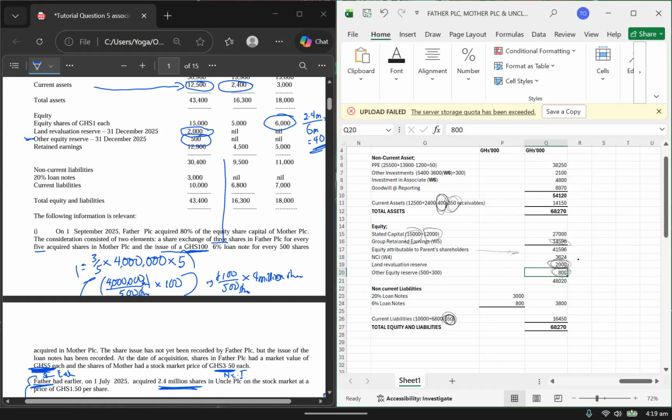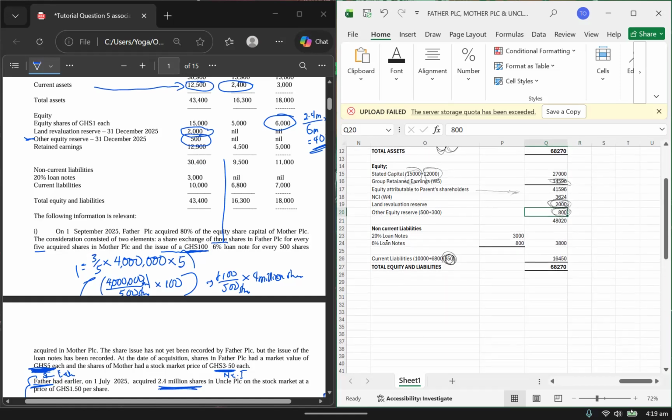All right. Now, the 20% loan note was already in here, 3,000. And then they issued new what? Loan notes. And that one has been recorded. So we bring the 8,000 in here. Okay. So we get 3,800.